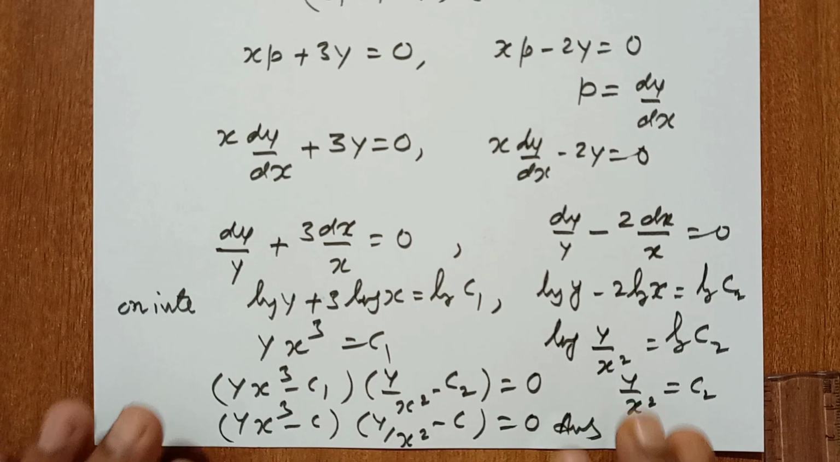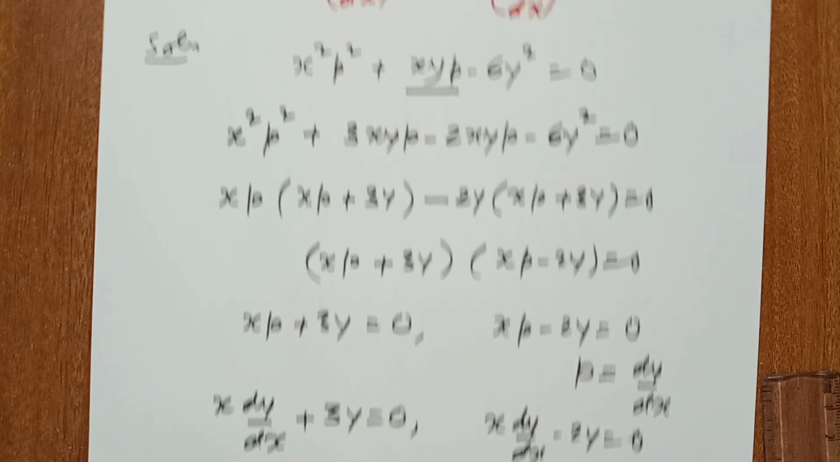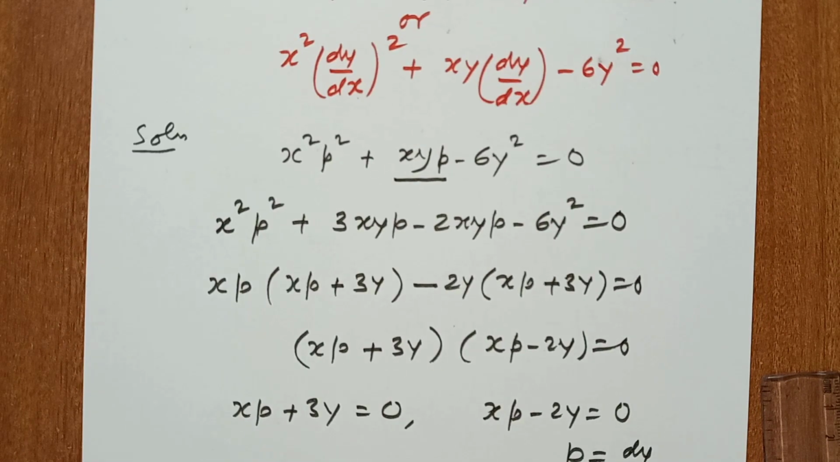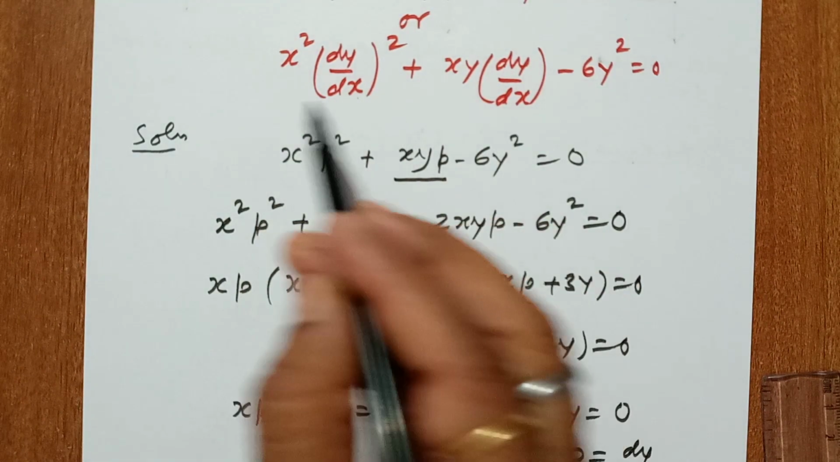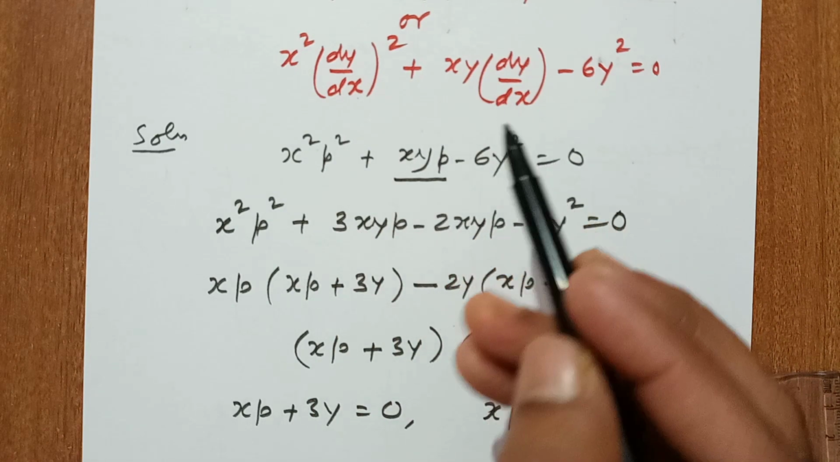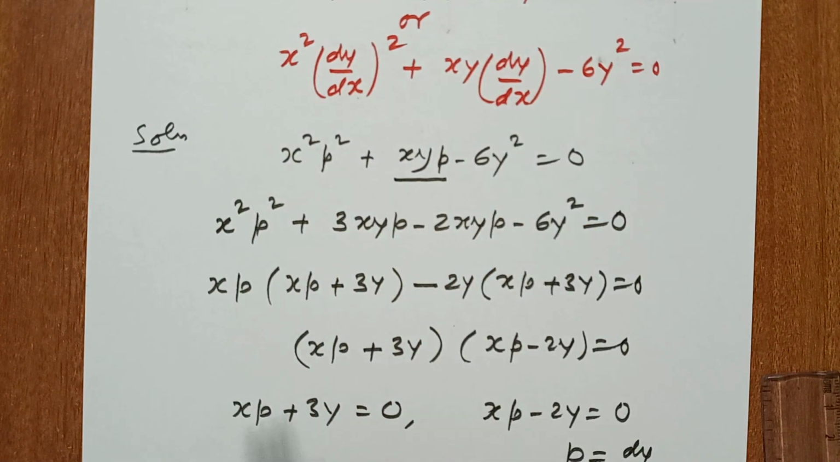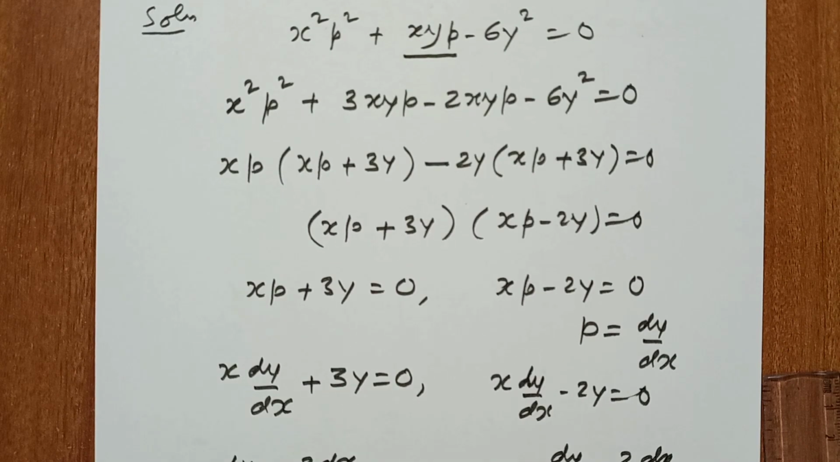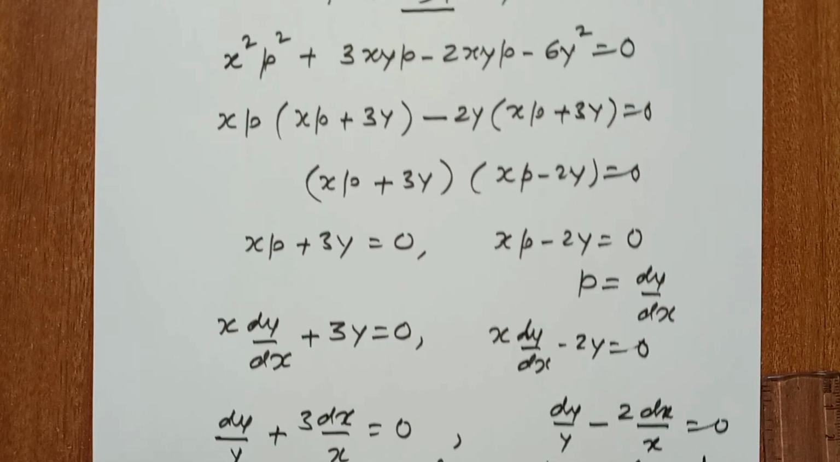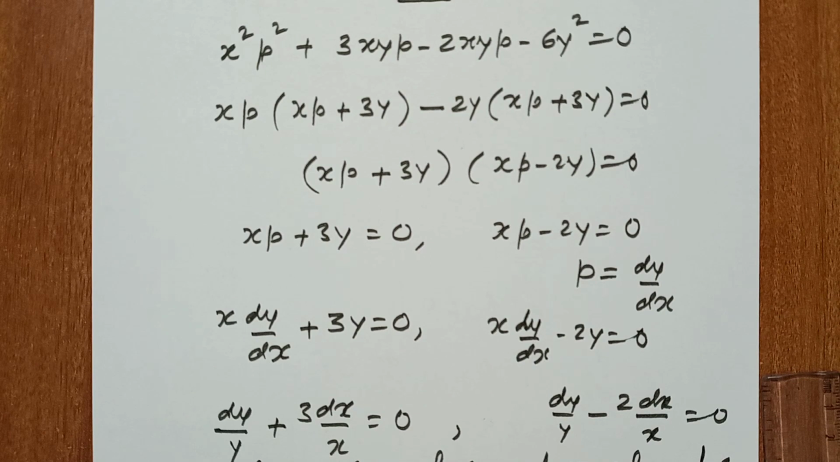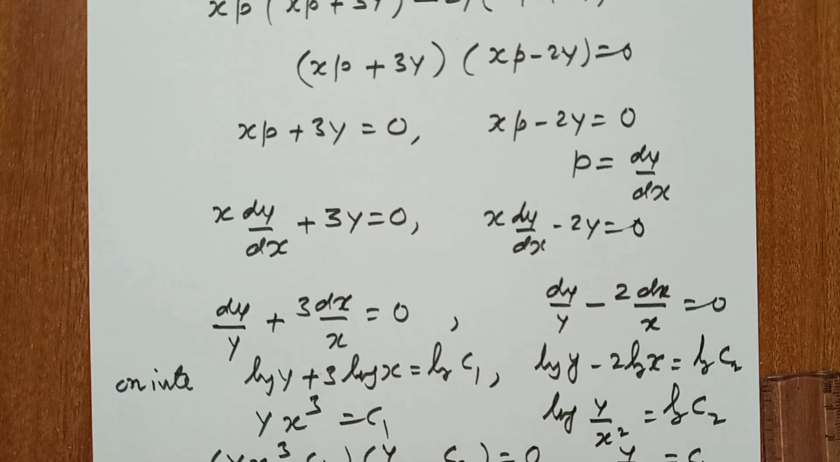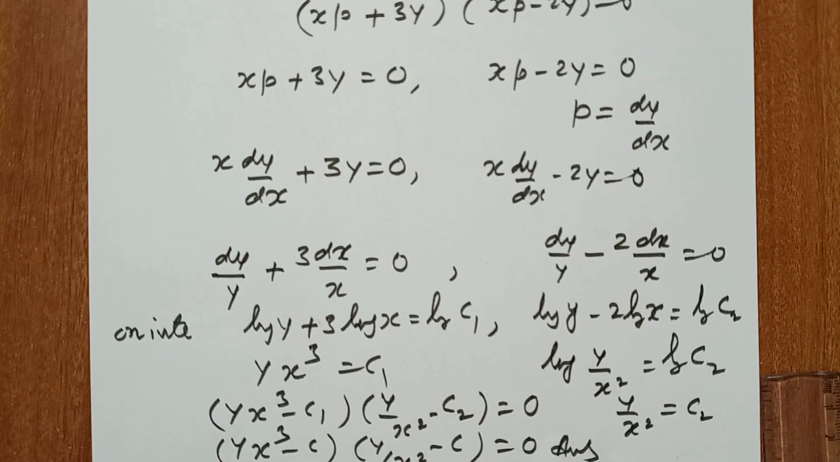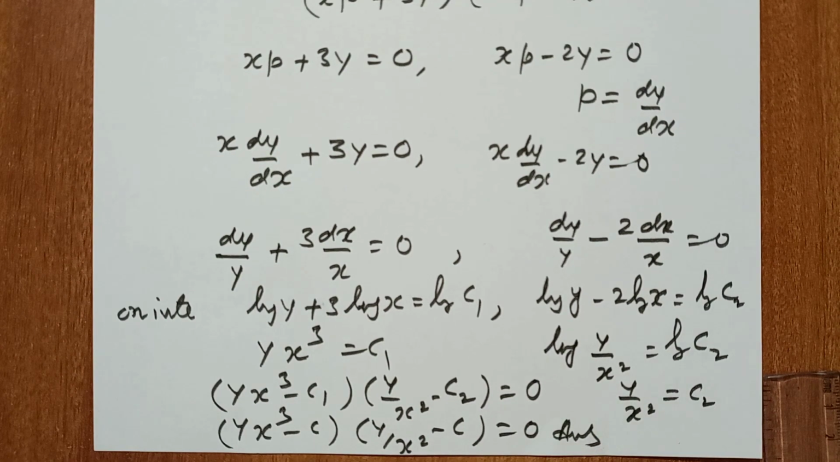So this type of differential equation is very easy. You see, this is solvable for p. So first we calculate the value of p or factorize in terms of p, and then we equate all the factors equal to 0, which are linear differential equations, very easy to solve. Then integrating and combining the factors of solution, this is the answer of the given differential equation.